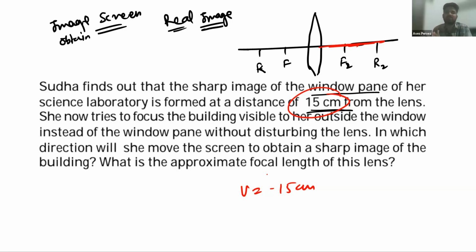So she should place the screen nearer to the focus, because the object is moving far away from the lens. If initially the screen was placed here, at a distance of 15 centimeter, then the focal length should be less than 15 centimeter.